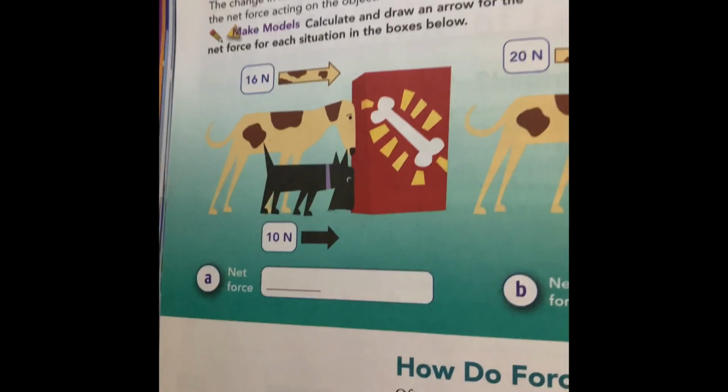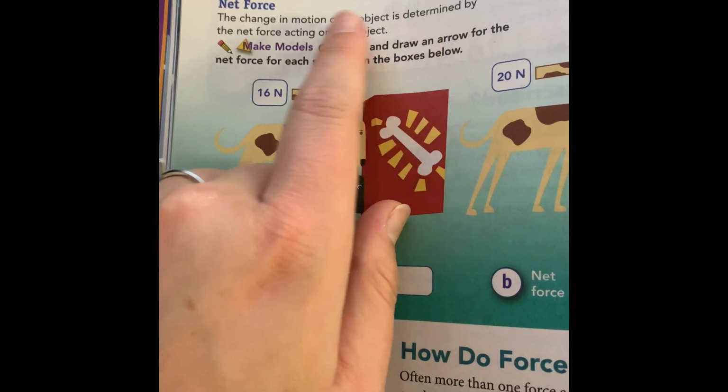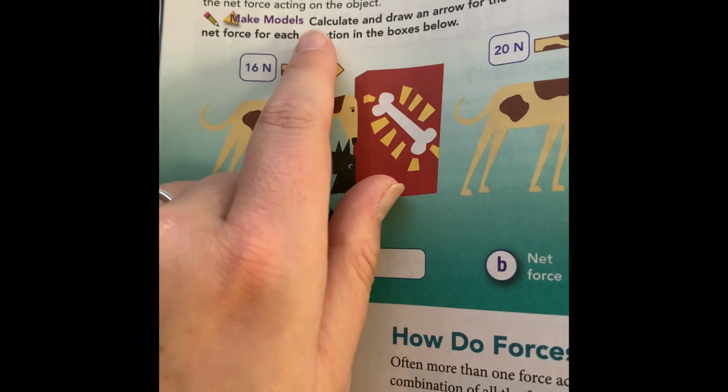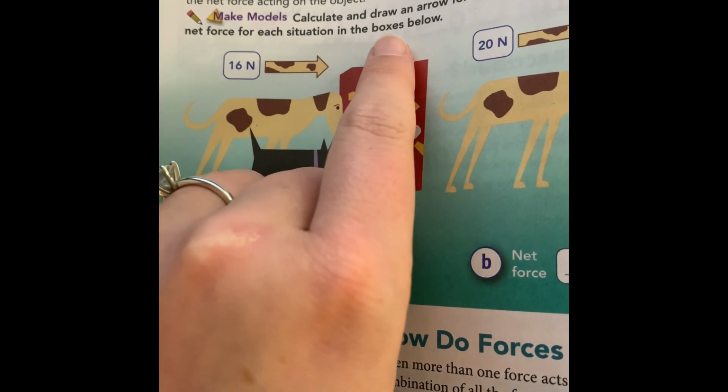All right, net force. The change in motion of an object is determined by the net force acting on the object. So here, you're going to calculate and draw an arrow for the net force for each situation in the boxes below. How do you do that? We're about to find out.